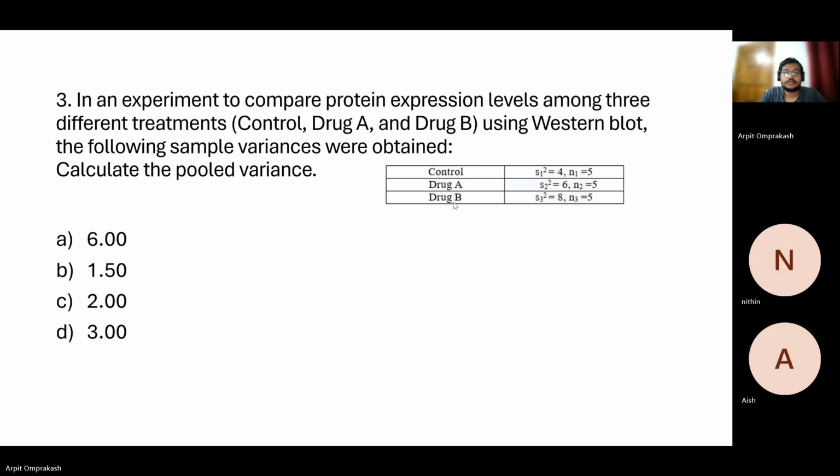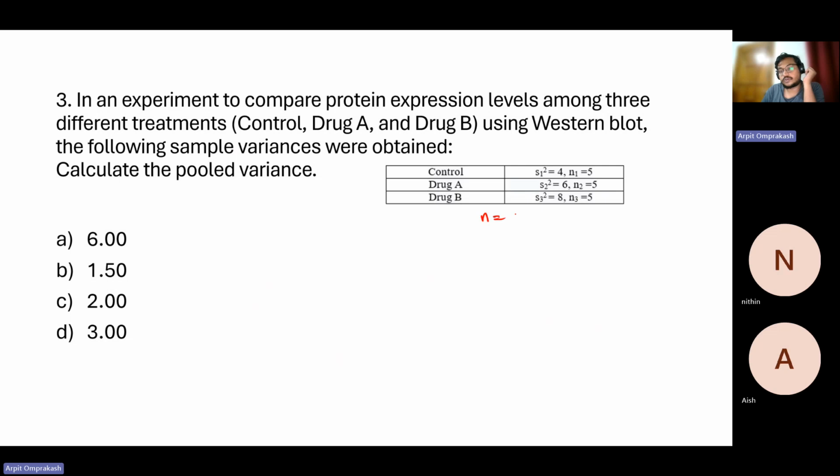Okay. The next question is, in an experiment to compare protein expression levels among three different treatments, control, drug A and drug B, using Western blot, the following sample variances were obtained. Calculate the pooled variance. Again, we have three cases here. We have three N1s, three N's, and three S squares. So three sample variances and three numbers of samples. So we'll do the calculation.